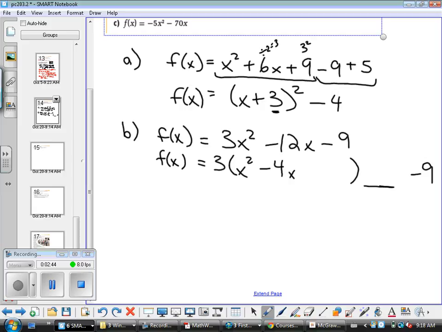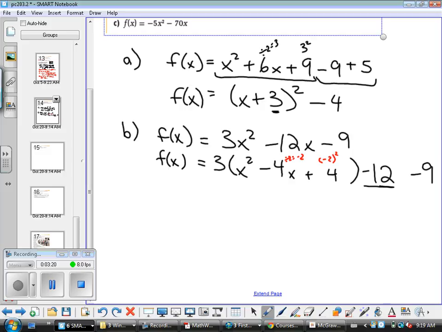Now that I've taken that 3 out, it doesn't really change how I complete that binomial square. I'm still going to take this -4, divide it by 2, and get -2. And then when I take that -2 and square it, I know I need to have a 4 here. That's completing the square. But now I have to ask myself, what have I really done to change this equation here? I didn't add 4. I added a 4 that's in brackets and multiplied by a 3. So I have actually added 12. So in order to fix that, I'm going to need to subtract 12.